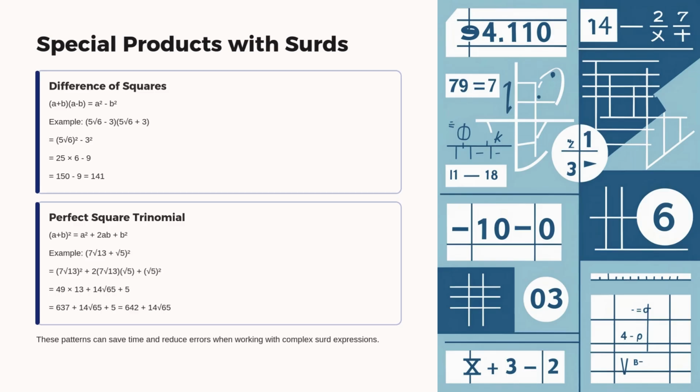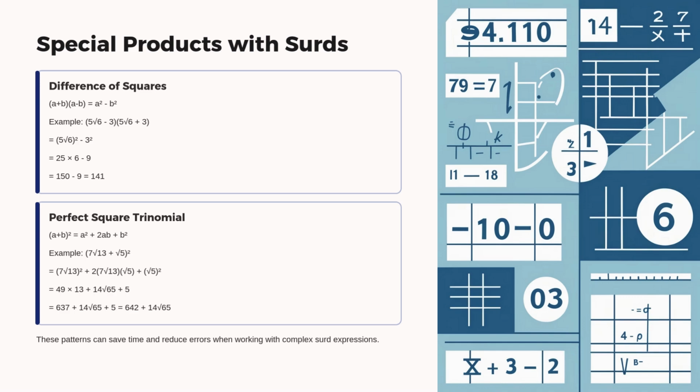Equals 49 × 13 + 14√65 + 5. This is obtained by squaring 7√13 to get 49 × 13, multiplying 2 × 7√13 × √5 to get 14√65, and squaring √5 to get 5, equals 637 + 14√65 + 5, equals 642 + 14√65. This is obtained by adding the constants 637 and 5.